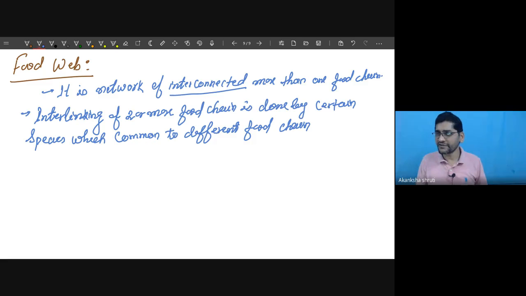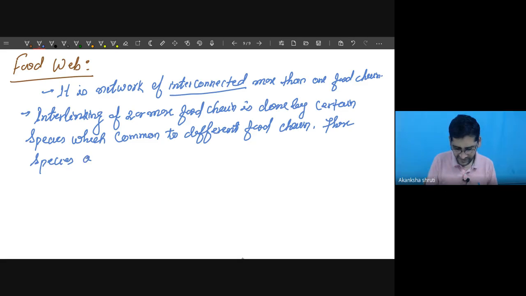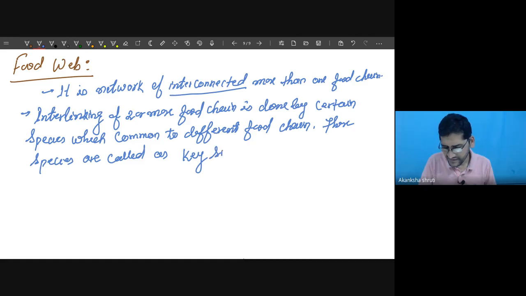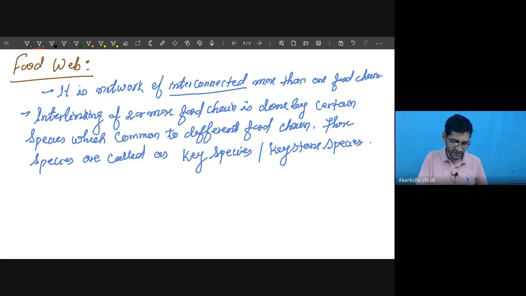So such species are very important and they are called key species. So these species are called keystone or only key species, or sometimes also called keystone species. I think this term was never asked, but up to this much, only the certain common species, that much you have to keep in mind.